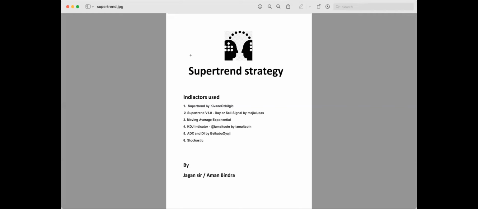The indicators used are Super Trend by Kivan, then another Super Trend V1 by Meja Lucas. Then we have used a moving average exponential, a KDJ indicator, ADX and DI, and stochastic. All these indicators were earlier also used in the earlier charts, which were all shared with you. So you can just click a picture of this so you can set up later on your own in your chart. Now I will directly move on to the TradingView platform, and I'll show you how to set up this strategy.